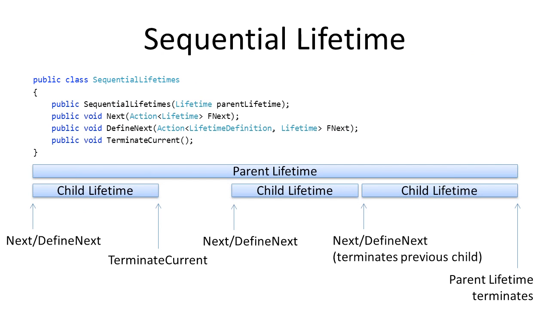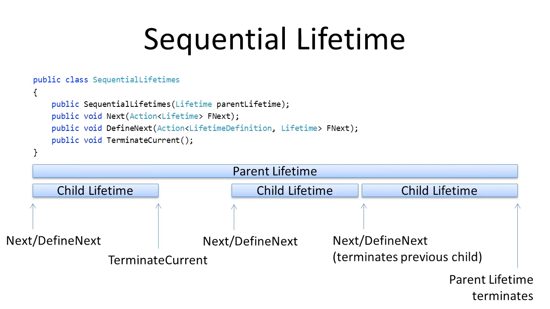To make this a little bit more obvious what's going on, we've got a diagram here. So here's our SequentialLifetimes class. We've got a constructor, we give it a parent lifetime. We've got a next and a define next method. The only difference between the two is that define next also passes in the lifetime definition that's just been created, as well as the lifetime that's just been created. And it's also got a terminate current method, which will terminate the current lifetime.